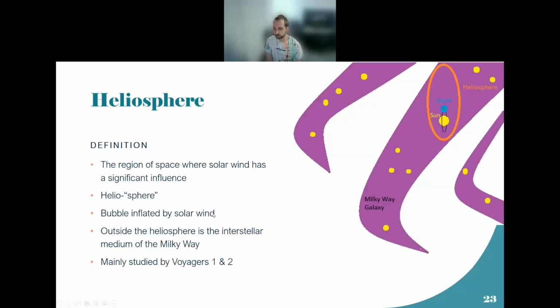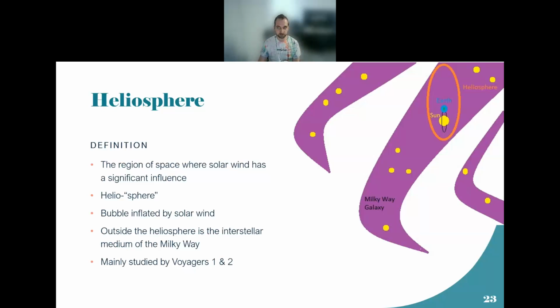We've talked about the layers of the sun's atmosphere. Next, I want to talk about the region around the sun where solar wind has a significant influence, which is called the heliosphere. It's not a sphere shape, it's more like a comet shape. It's like a bubble that's being inflated by the solar wind.